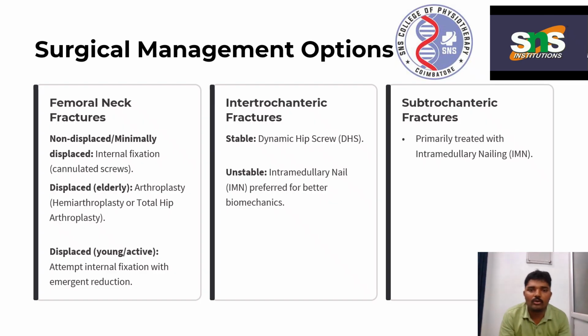Then we'll go for intertrochanteric fracture. If stable, dynamic hip screw fixation is used. If unstable, you will go for an intramedullary nail or refer for better biomechanics. Then subtrochanteric fractures are primarily treated with intramedullary nailing.